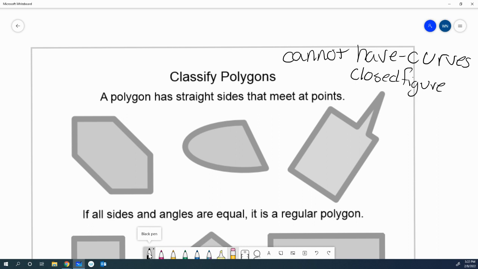So let's take a look at this first one over here. We've got some straight sides. All these sides are straight, and they all meet at these points. It is a closed figure.